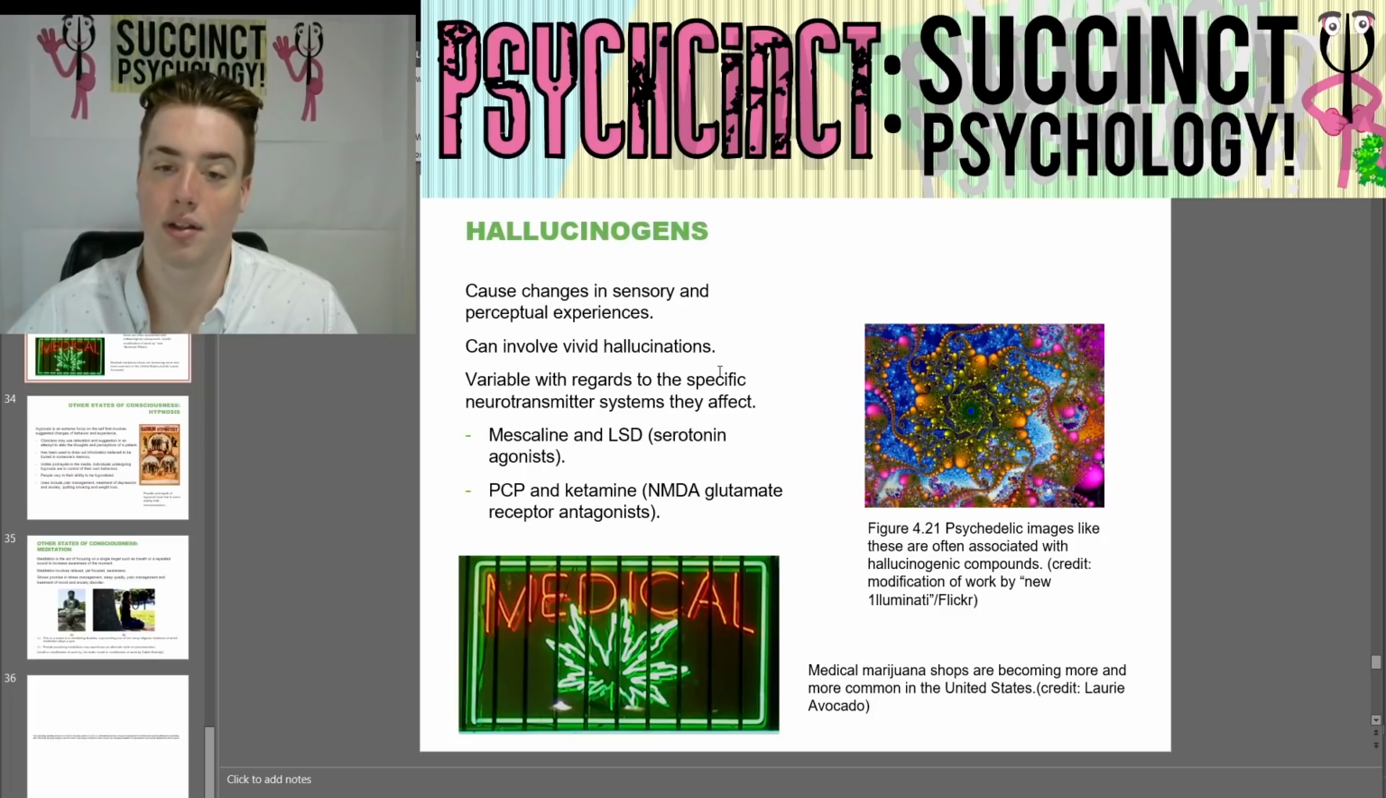And then we have hallucinogens, which cause changes in sensory and perceptual experiences and can involve vivid hallucinations, variable with regard to the specific neurotransmitter systems they affect. So mescaline and LSD are serotonin agonists, and PCP and ketamine are NMDA glutamate receptor antagonists. So, figure 4.21. Psychedelic images like these are often associated with hallucinogenic compounds. So if you're hallucinating, you might see something like this on hallucinogens.